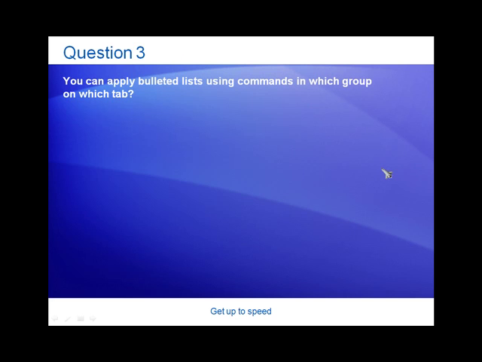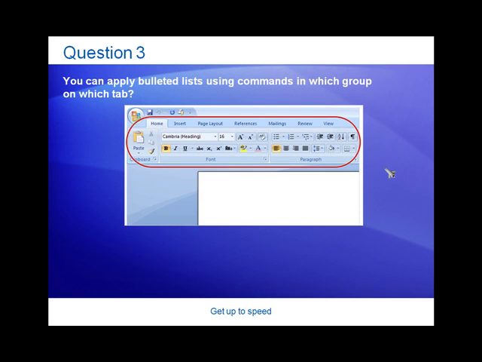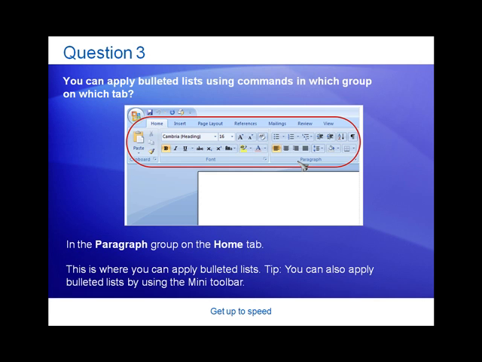So let's review a couple more questions. You can apply bulleted list using commands found in which group on which tab? Bulleted commands are located here. They're on the Home tab in the Paragraph group. You can also apply bulleted lists by using the mini toolbar at any time.